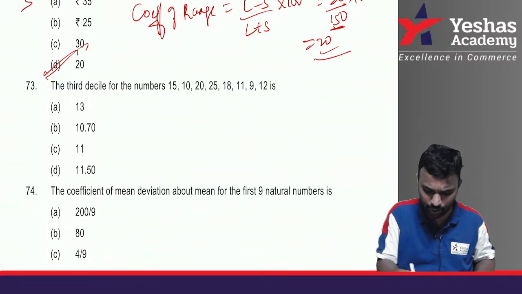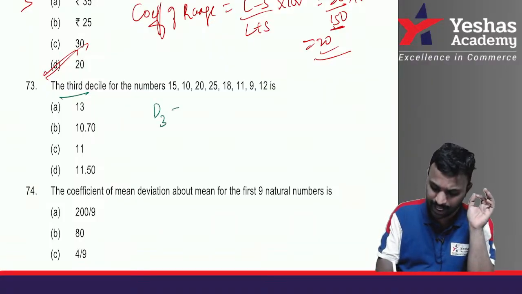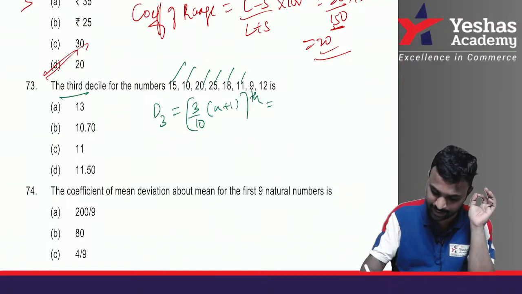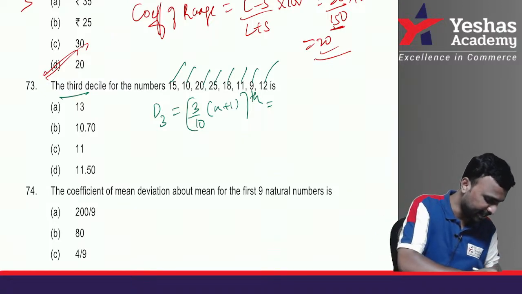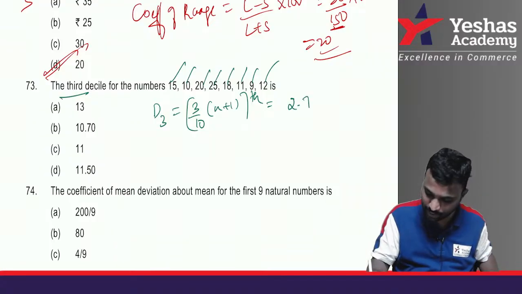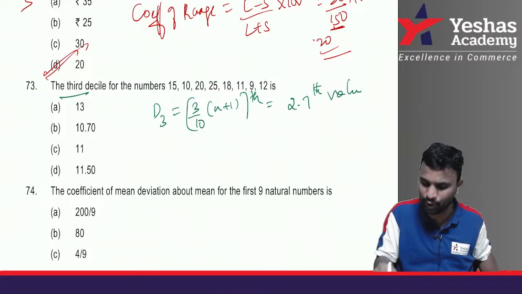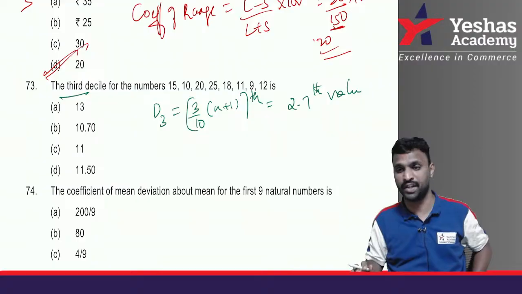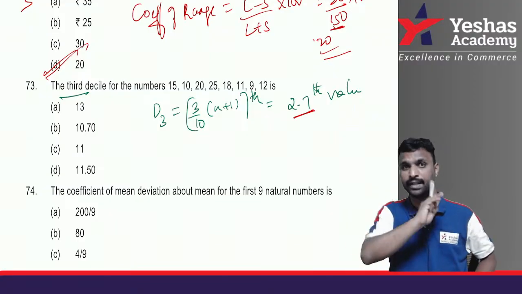Moving on to the next question, question number 73, the third decile for the numbers. Guys, what is third decile? It is 3 by 10 into n plus 1, the whole value. First of all, how many observations? 1, 2, 3, 4, 5, 6, 7, 8. So 8 plus 1 is 9, 9 into 3 divided by 10, which is the 2.7th value. Guys, just like median, even these observations have to be in ascending order.